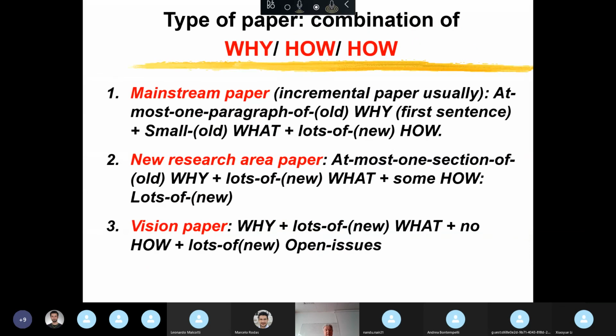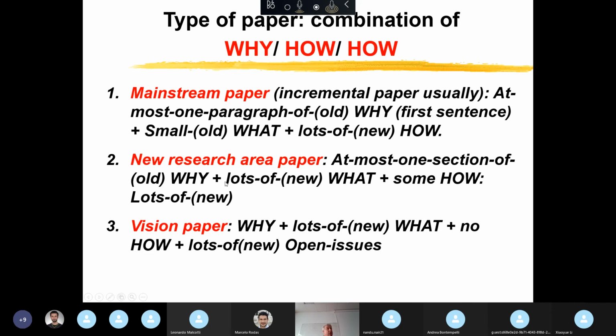I want to say something here, following the example I gave before, about the why, what, and how, and how we need to correct this. Mainstream, incremental papers, like a lot of papers in deep learning, are very incremental. So what do they do? At most, one paragraph on the why, usually two lines, then a couple of sentences on the what, and then lots on the how. This is a very mature area. When you write a paper in a new research area, you have to spend much more on the why.